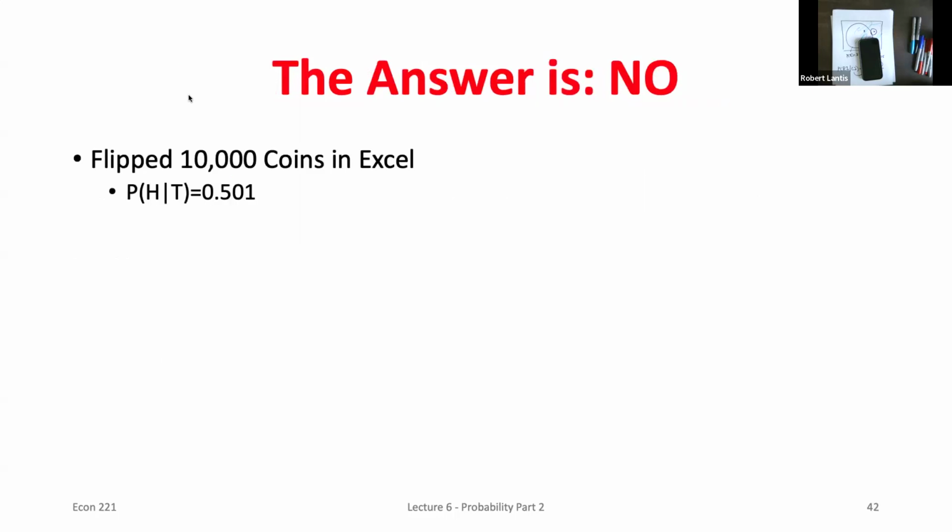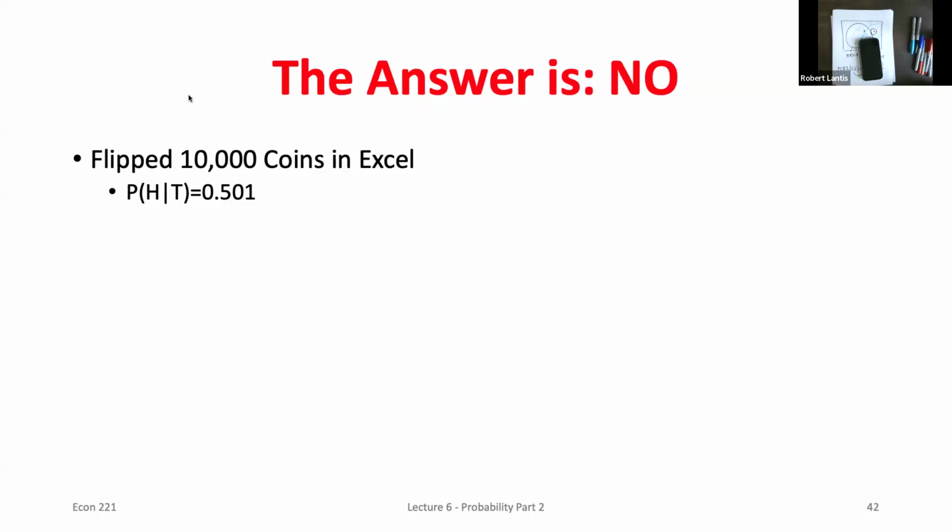I won't walk through it in Excel, but you can use a random number generator and then come up with, okay, what's the probability? Here, heads was 1 and tails was 0. So I randomly generated a number, either 0 or 1, and did that 10,000 different times. The probability that I saw heads right after I saw tails was 0.501.